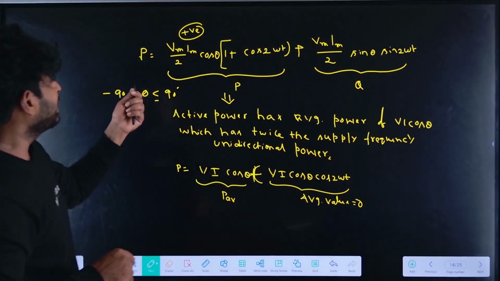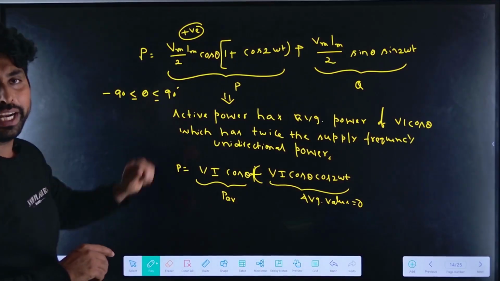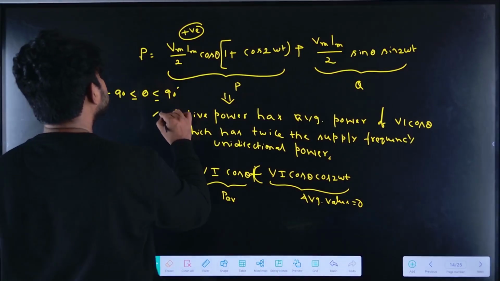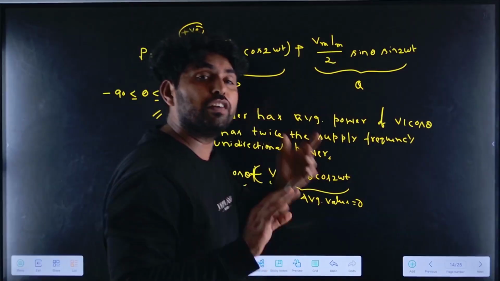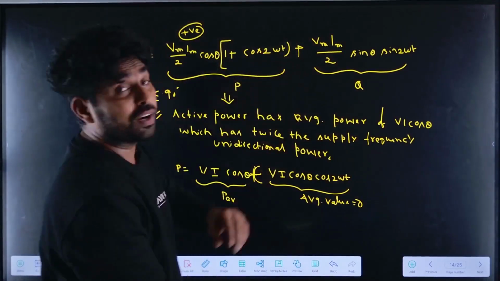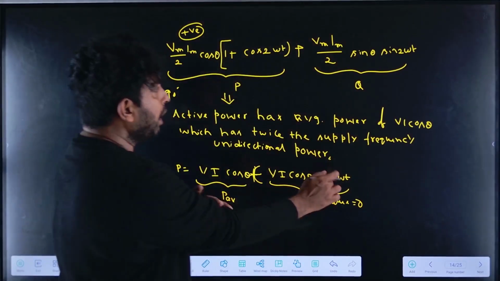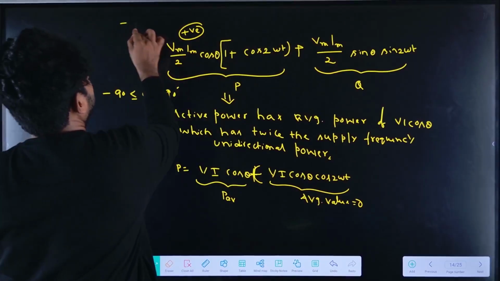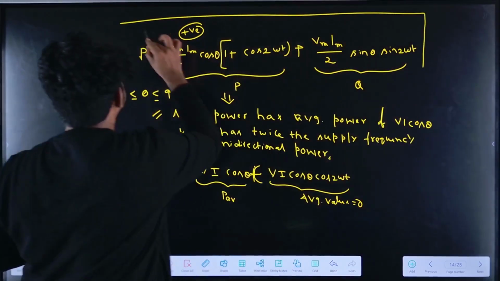So for theta in between minus 90 to 90 degrees, which is the actual definition of active power, which is derived from this expression. Now this expression is important. Note down this expression.